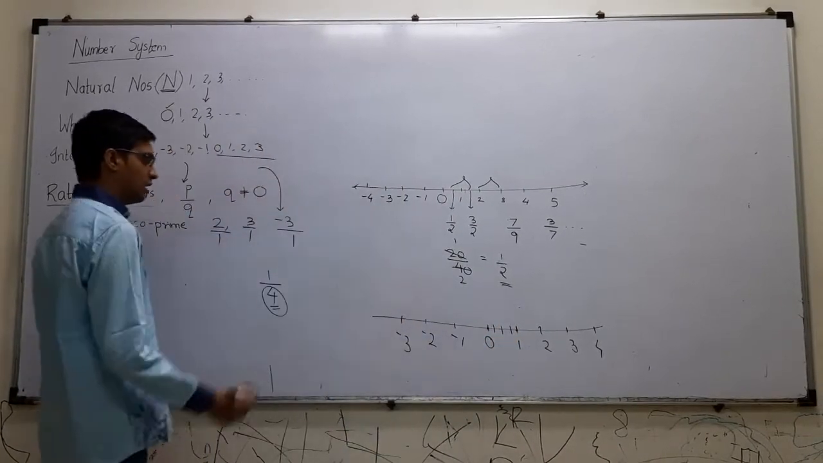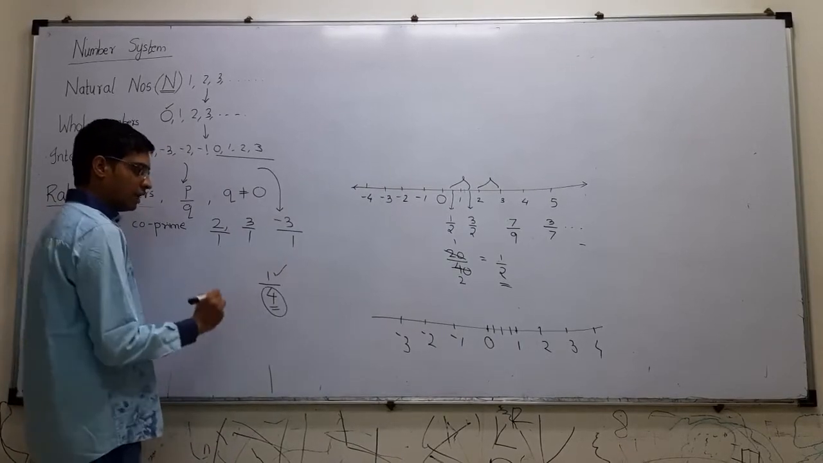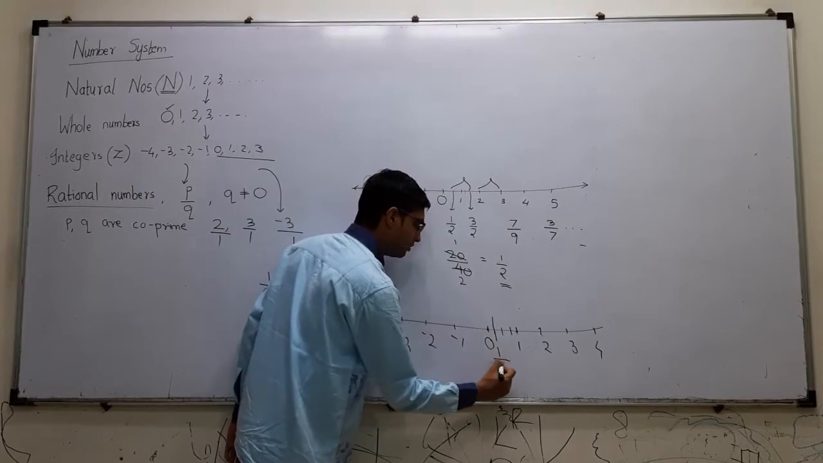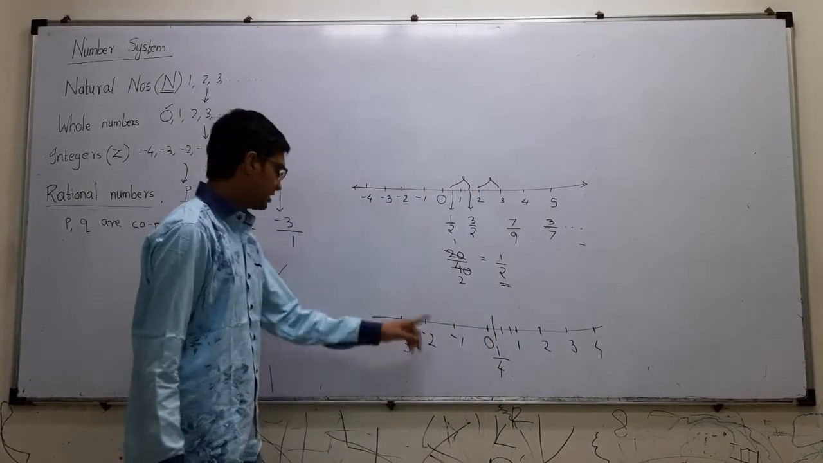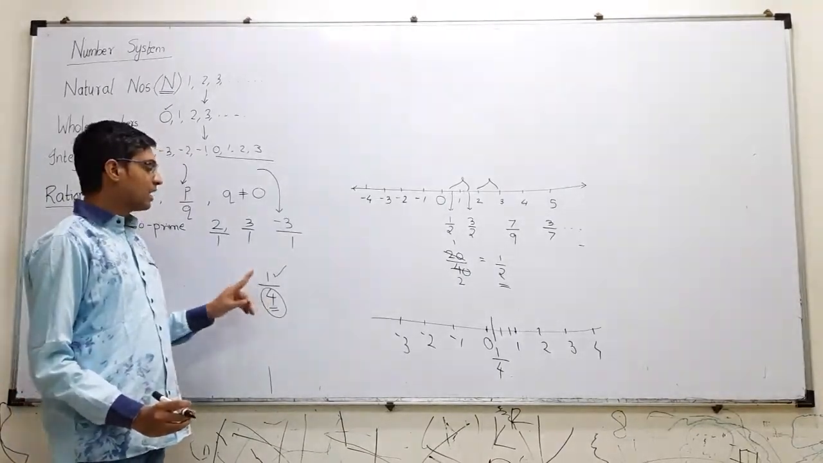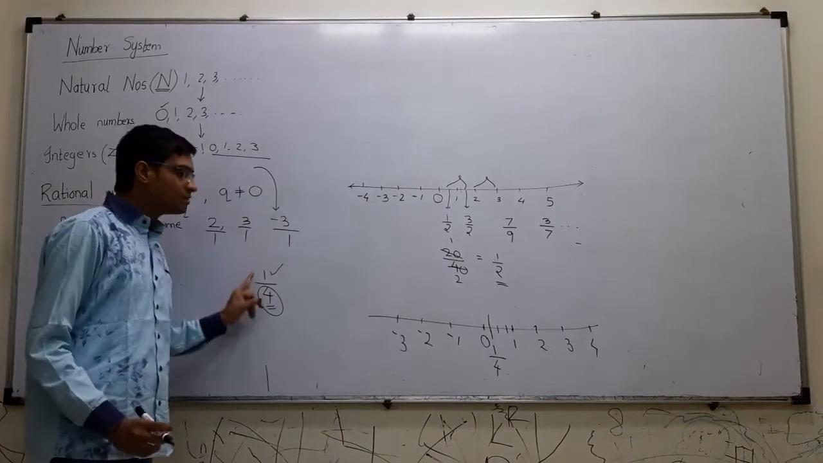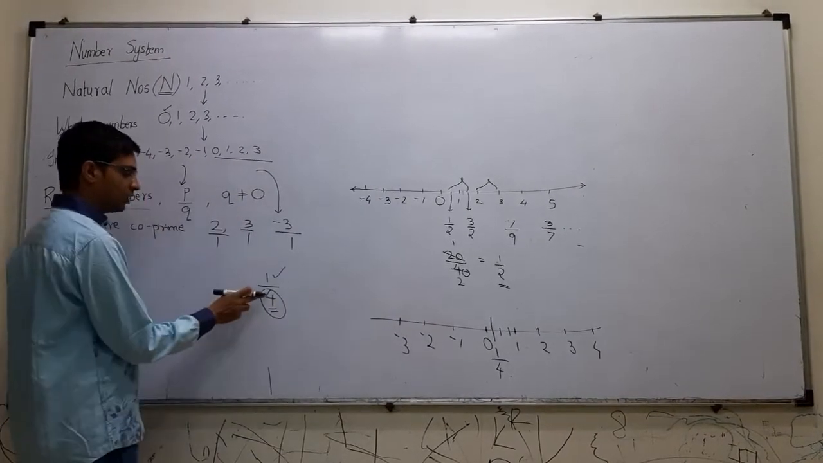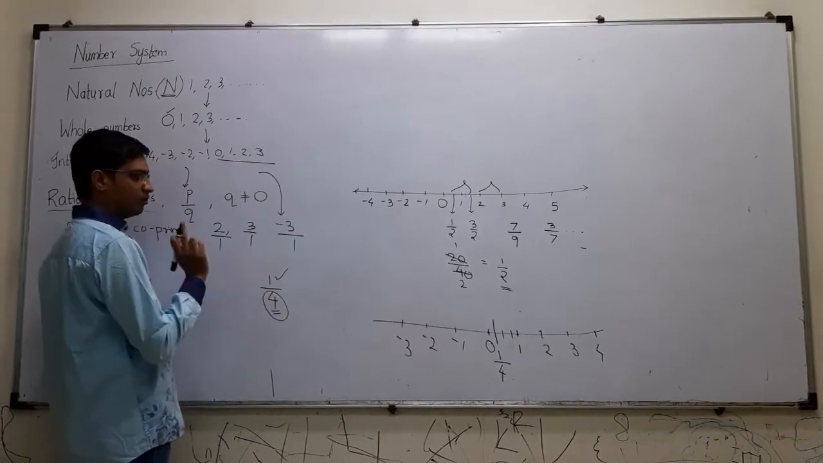So 4 parts. What is my numerator? 1. So I'll label the first part. This is my first part. So this has to be 1 by 4. The denominator will tell me how many parts I have to make, and then the numerator will tell me which part is my answer. This happens when the numerator is less than the denominator.